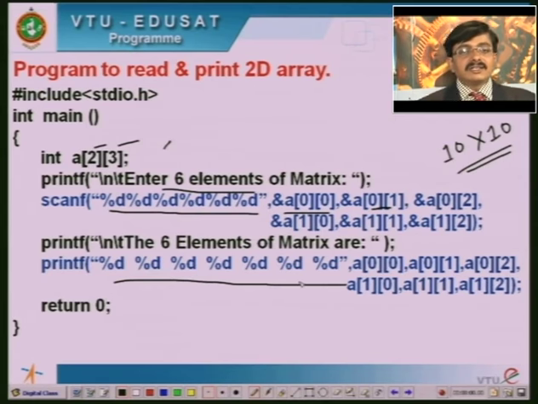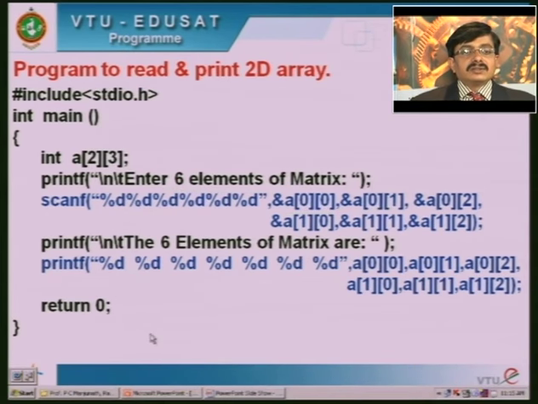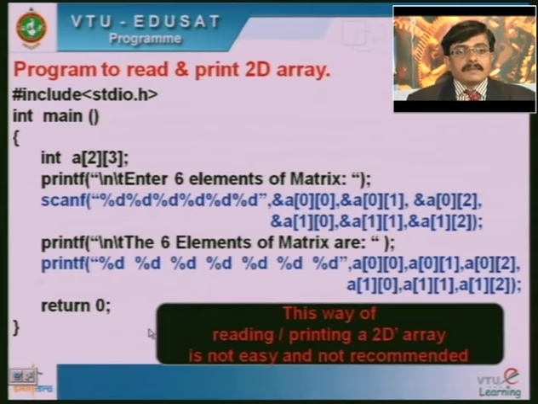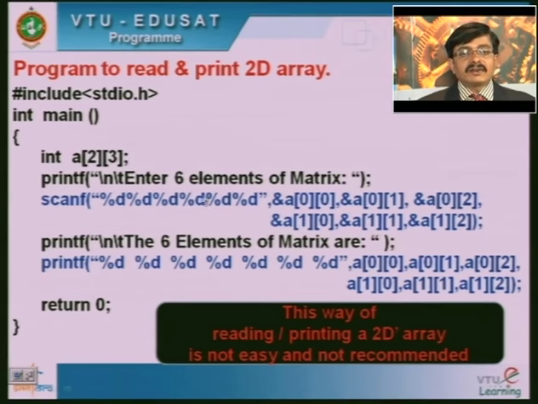But this is not the recommended way of writing the program, because here we have to go on typing the program only. This way of reading or printing a 2-dimensional array is not easy and not recommended. For the 2 cross 3 we have used 6 percentage Ds to read and print the elements. In case it is 10 cross 10, we may require 100 percentage Ds. That is the reason this is not a recommended method of using matrices.